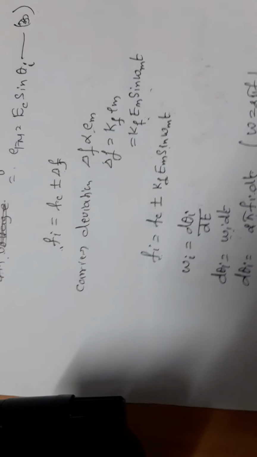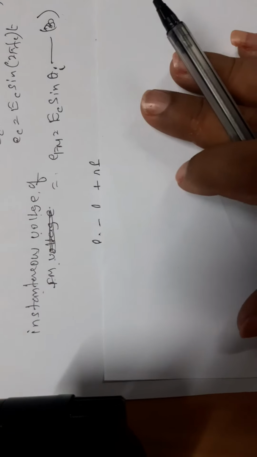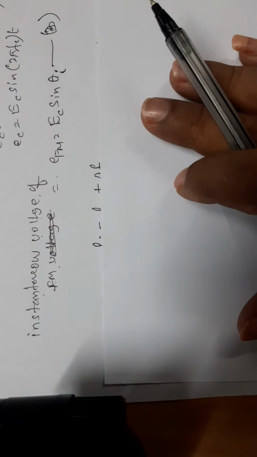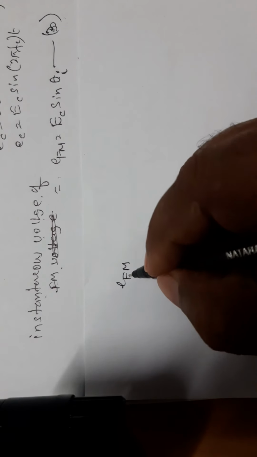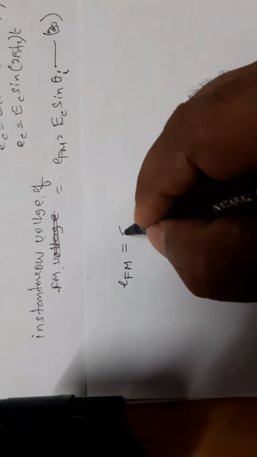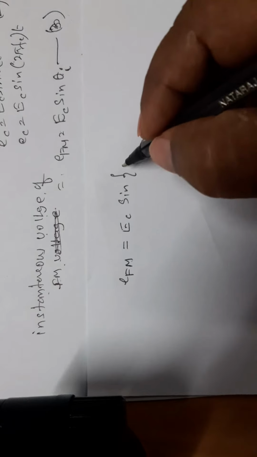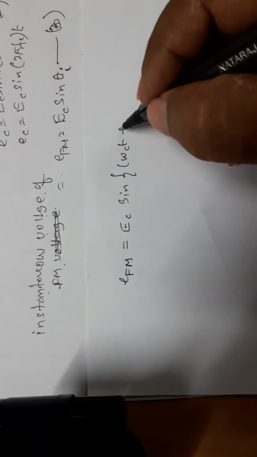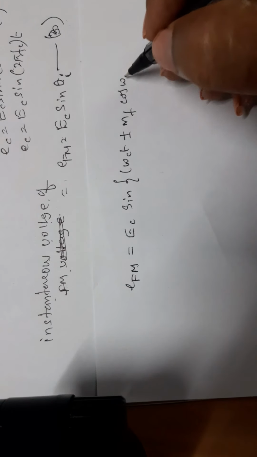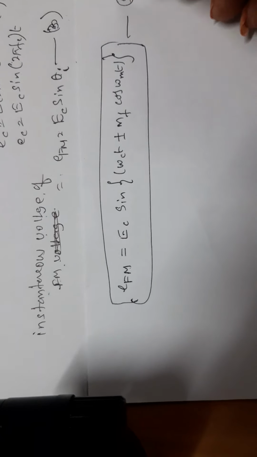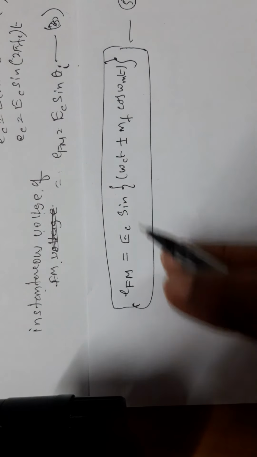So you get EFM, the instantaneous voltage of the frequency modulated wave, equals EC, the carrier amplitude which remains constant, sine of theta i. Theta i is omega ct plus or minus mf cos of omega mt. This is the final expression of the instantaneous voltage of the frequency modulated wave.